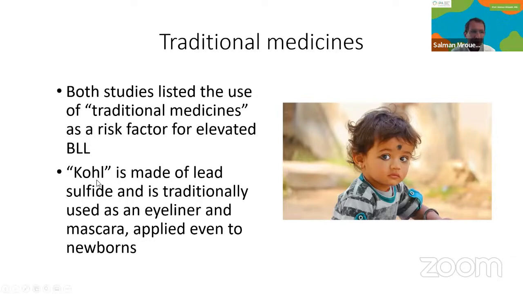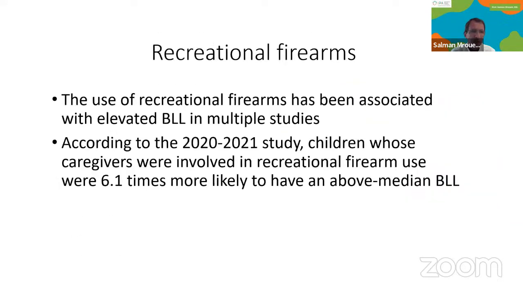However, Kohl is frequently used as an eyeliner and a mascara and applied even to newborns. This is a picture from the internet that shows a young child where Kohl was applied. It is made of lead sulfide, and it is absorbed through the skin and through the nasolacrimal duct, and it goes into the blood and elevates the blood lead levels.